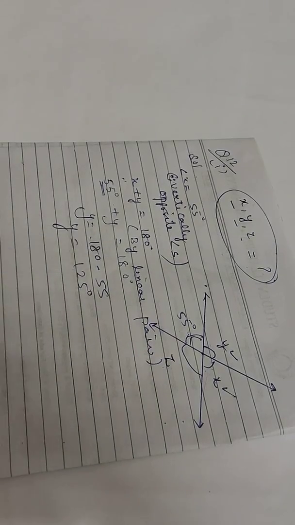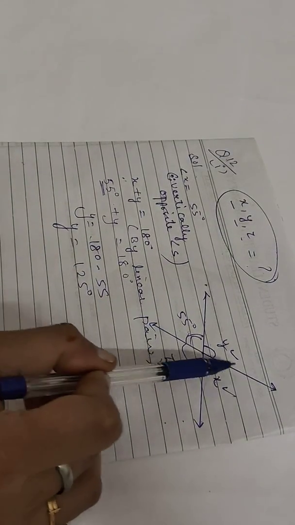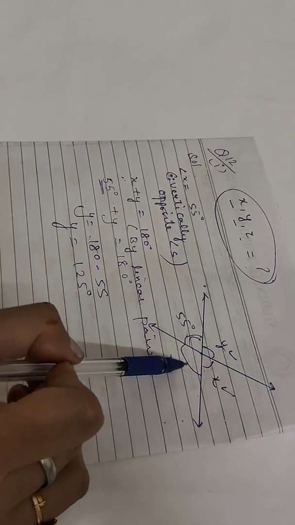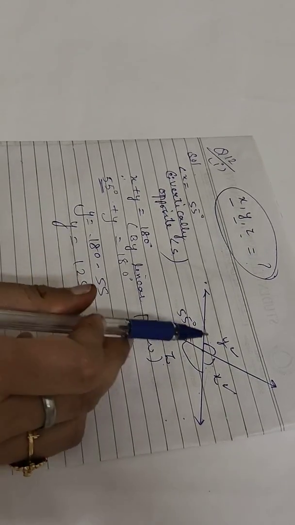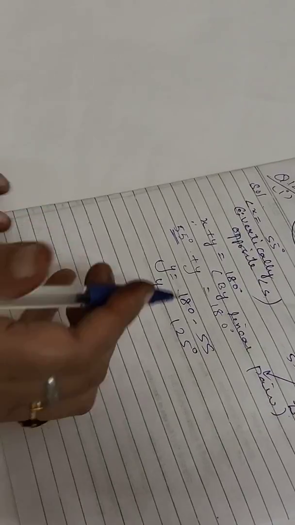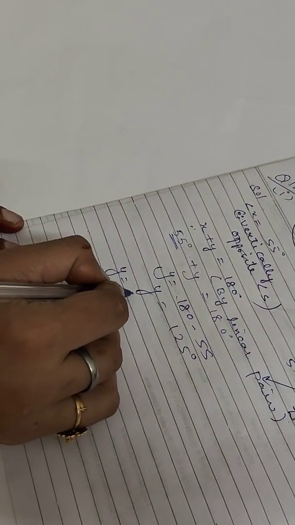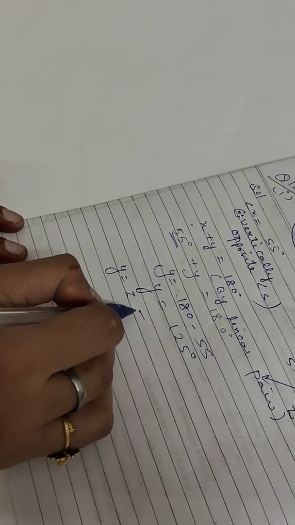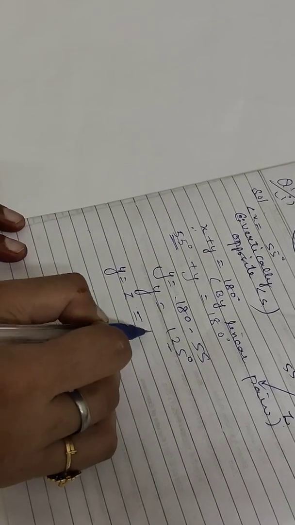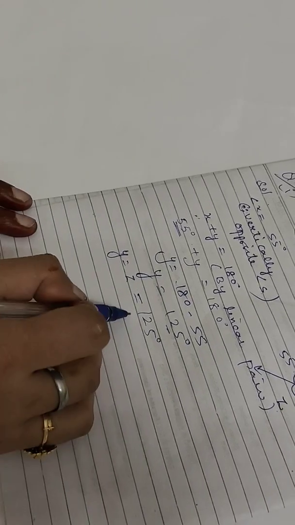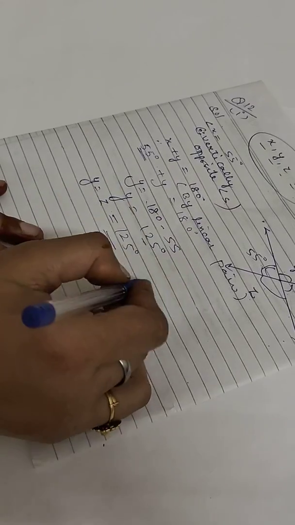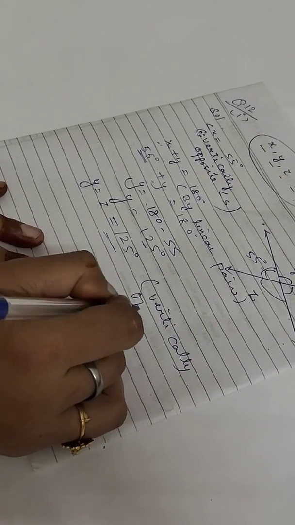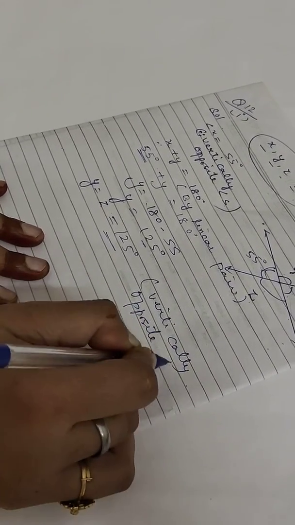Now, what is left? Z. Now, it is also again very easy. These two are intersecting lines. Now, Z and Y are also making a pair of vertically opposite angles, and they are also equal. So, what can we write? Y equals Z. Y and Z are both equal, and Y's value is 125. So, can we write here 125? Say yes. But again, the reason we have to give is vertically opposite angles.